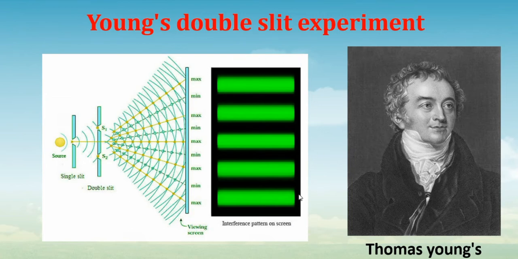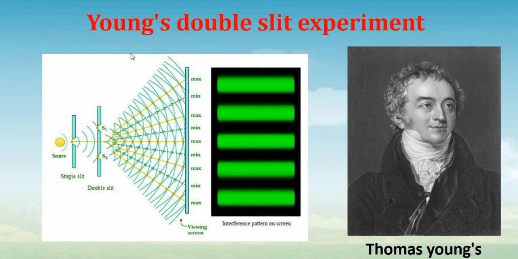So this is what Young observed on a screen. He saw alternate bright and dark fringes. See, bright fringe, dark fringe, bright fringe, dark fringe. So this is what was observed by Thomas Young from his experiment. Using this, he explained the interference of two waves.